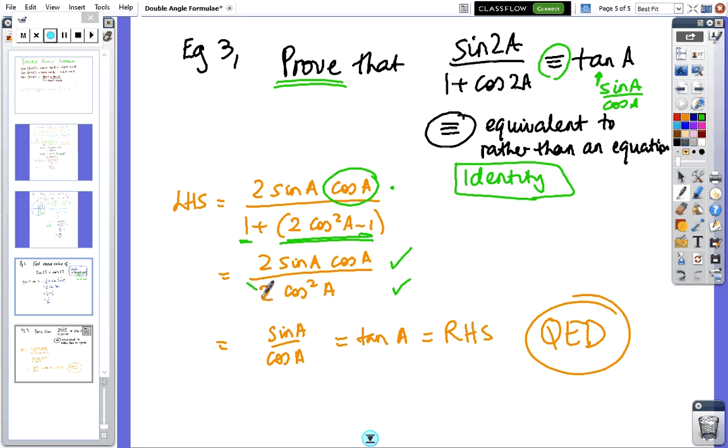The 2s cancel out, and one of these coses cancels out with one of those coses, so you're left with sine over cos. Sine over cos is tan, and so you've proved it equals the right-hand side. Okay, so that's the end of that video, and there'll be exercises in the textbook, the blue book, 24.2 I think.